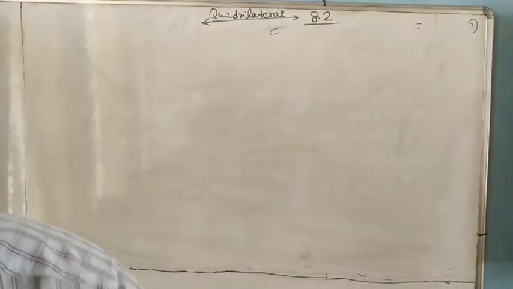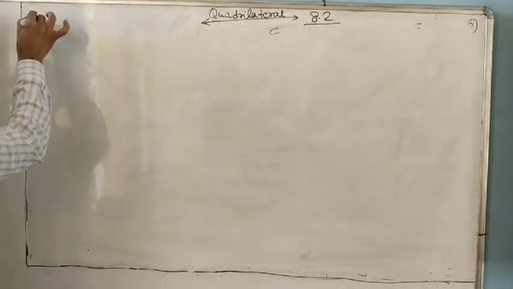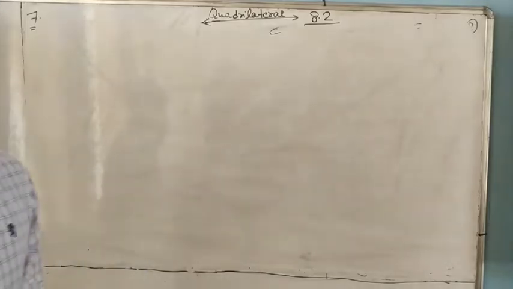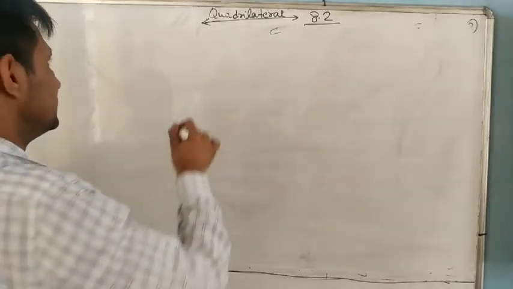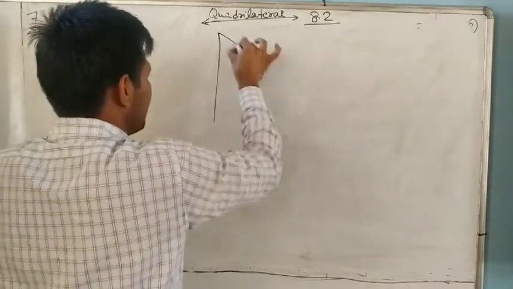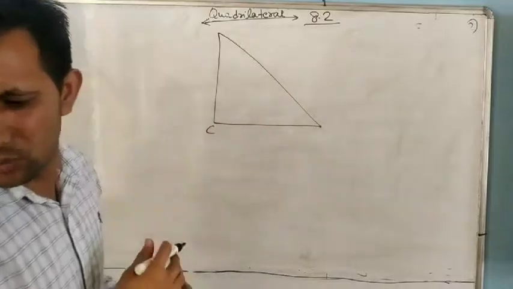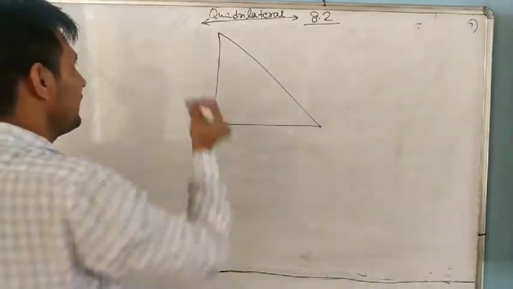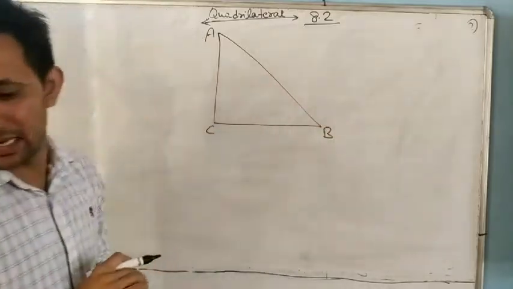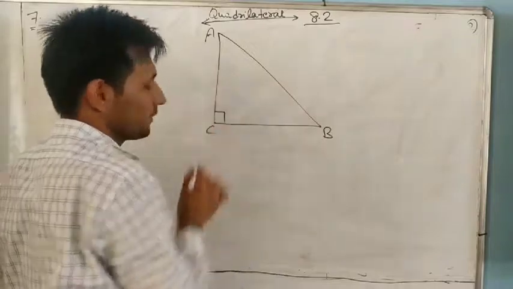So the last question. ABC is a triangle, right angled at C. It is a triangle with 90 degrees given at point C. So this is C, this is A, this is B. It is given that angle C is a right angle, 90 degrees.